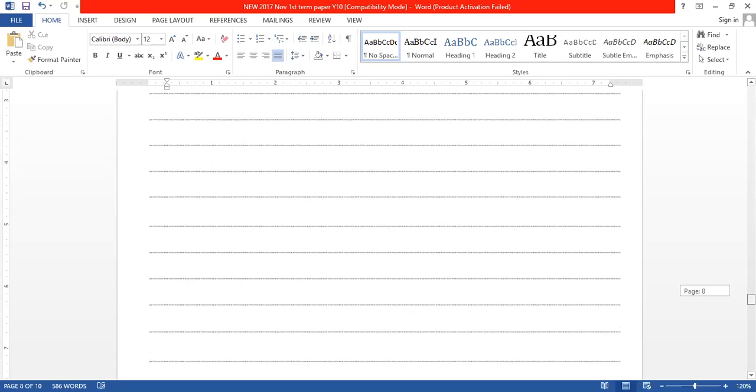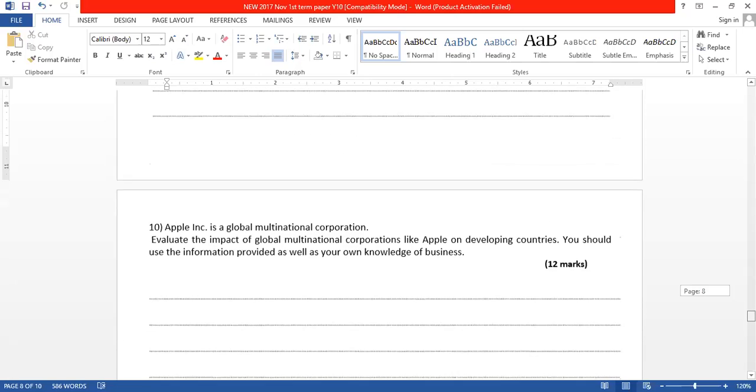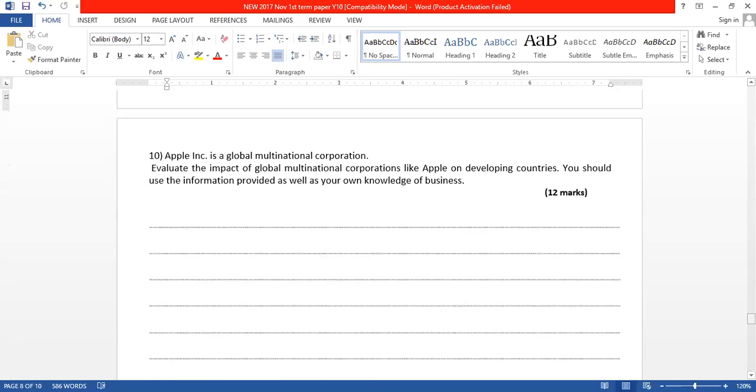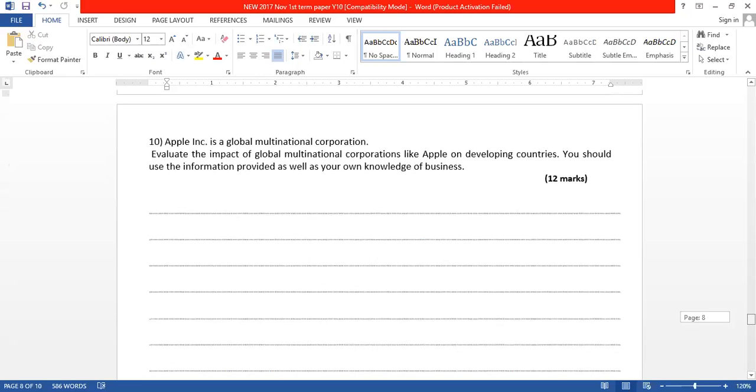Okay. Now we are moving on to the next question, the 12-marker, and the last question of this paper. 10th question, 12-marker. Apple Incorporation is a global multinational corporation. Evaluate the impact of global multinational corporations like Apple on developing countries. Right, the impact on developing country economies. You should use the information provided as well as your own knowledge of business. When you're writing a 12-marker, I'll explain the structure.